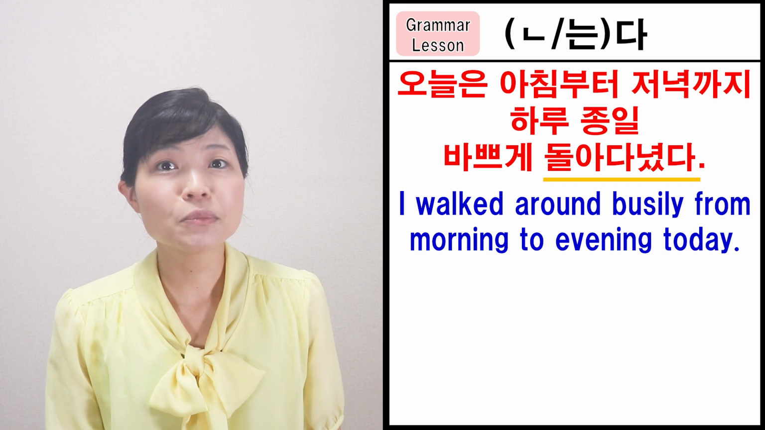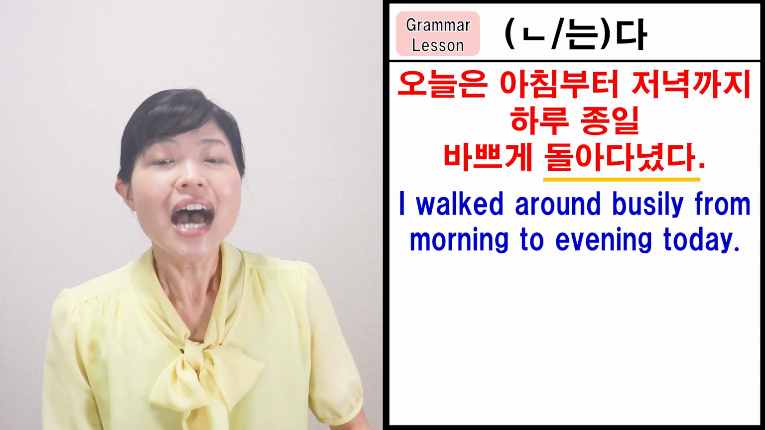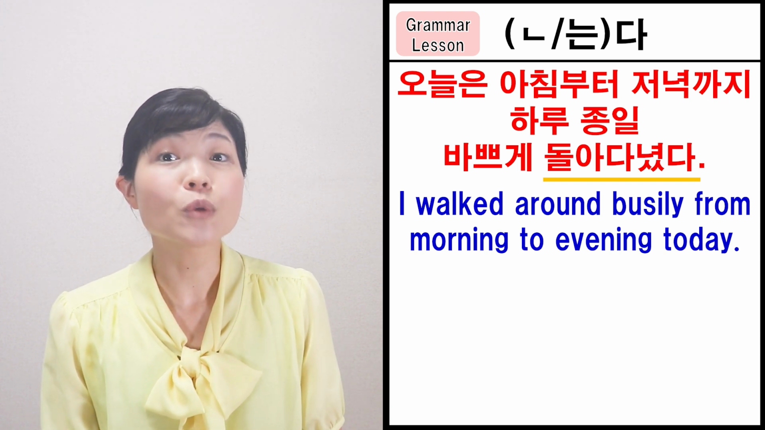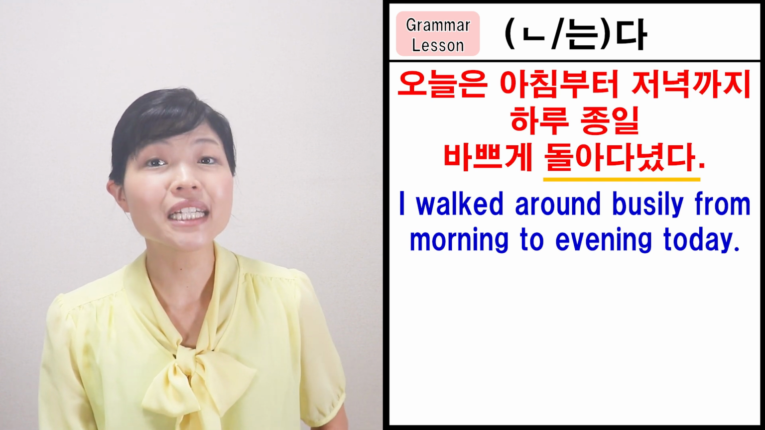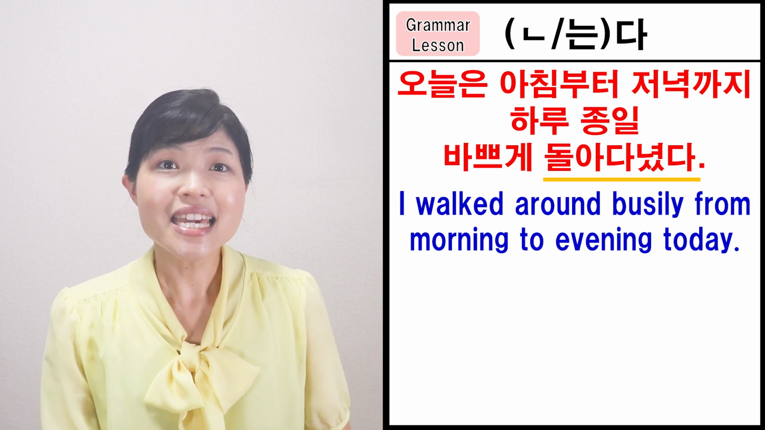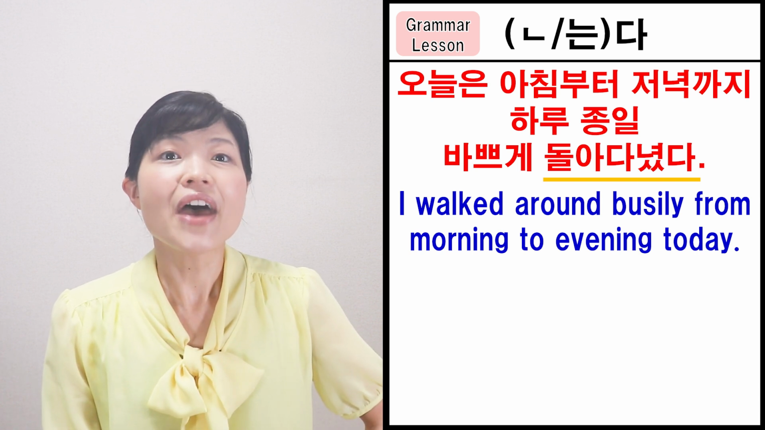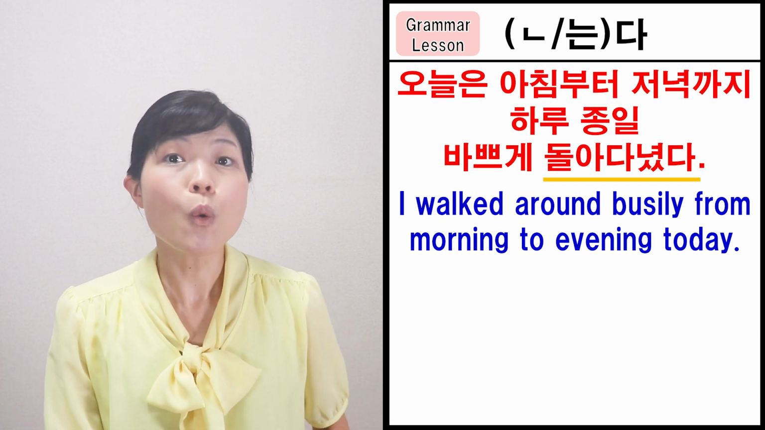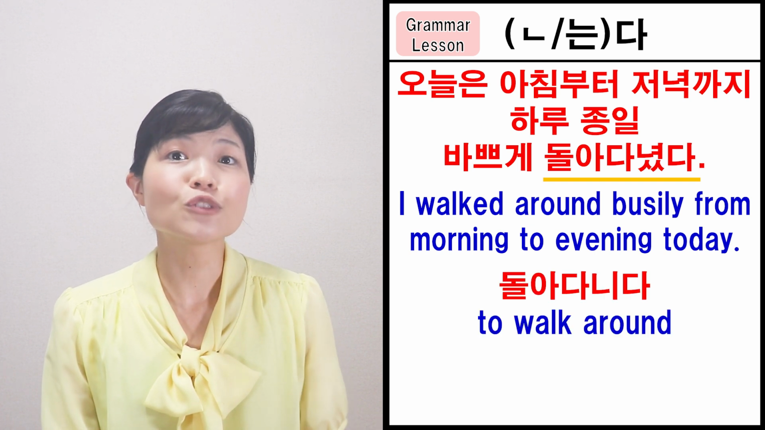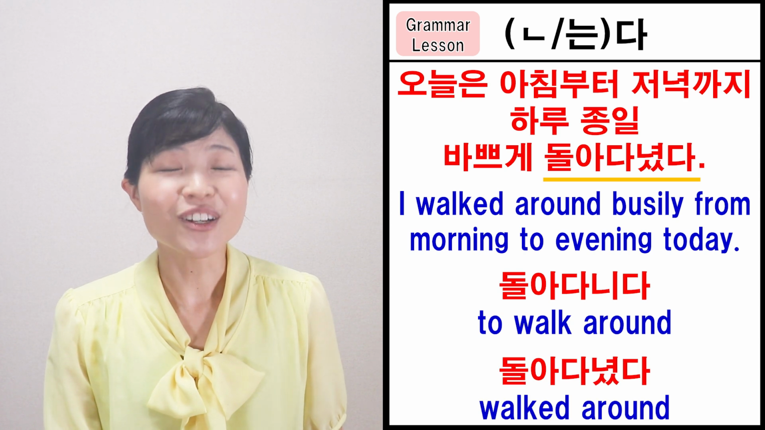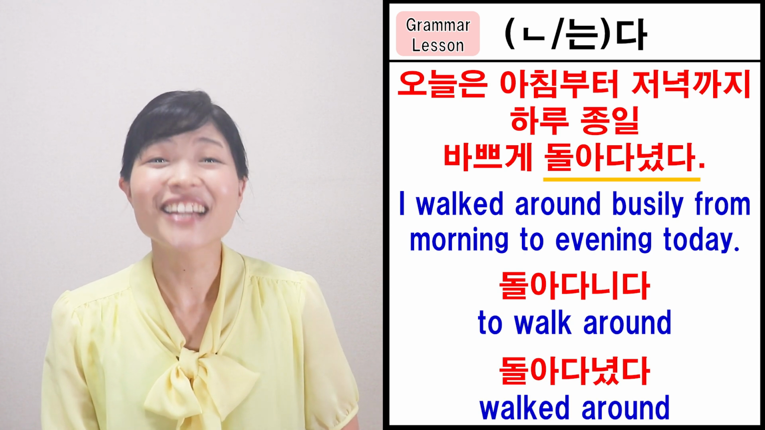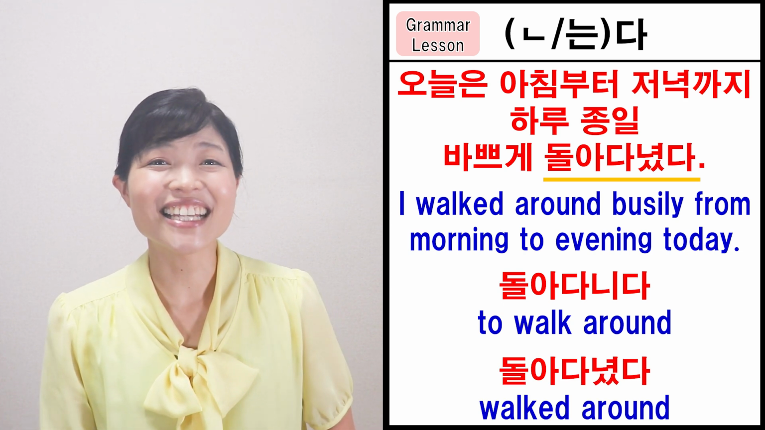오늘은 아침부터 저녁까지 하루 종일 바쁘게 돌아다녔다. I walked around busily from morning to evening today. These are written words that can be used in a diary or a novel. The past tense for 돌아다니다, to walk around, is 돌아다녔다, walked around. Okay? Let's read the next sentence.